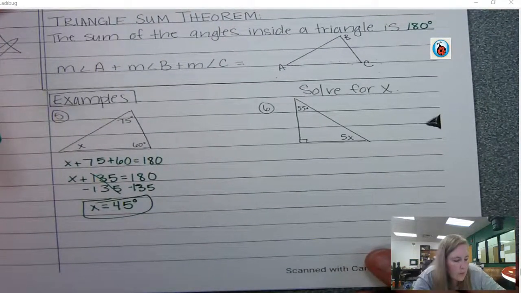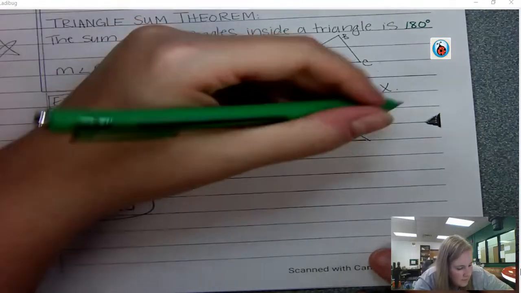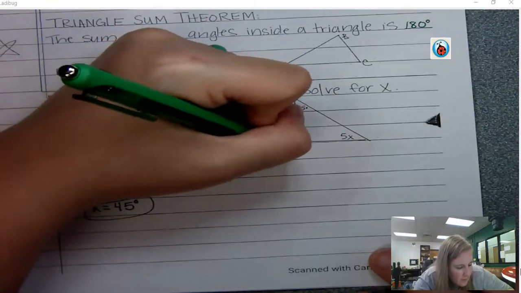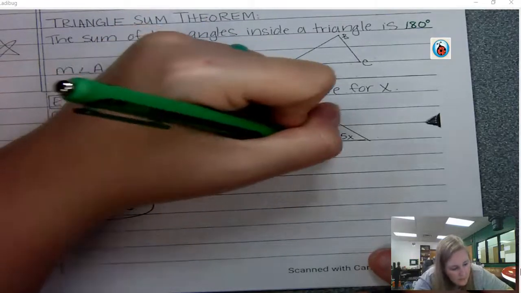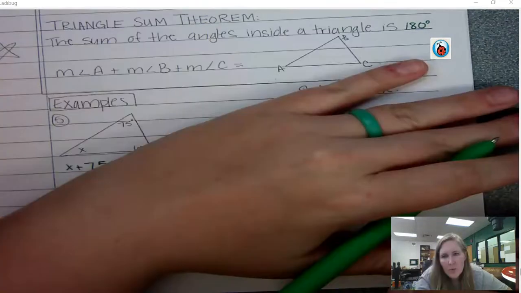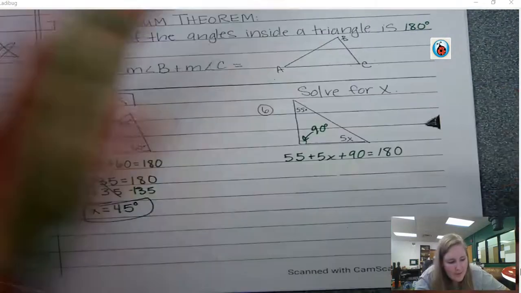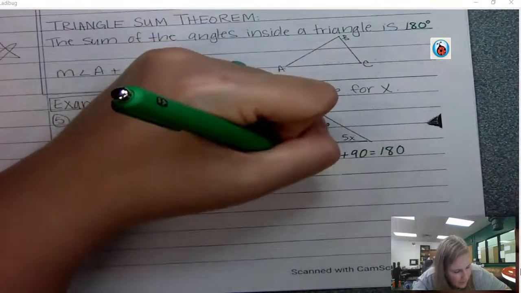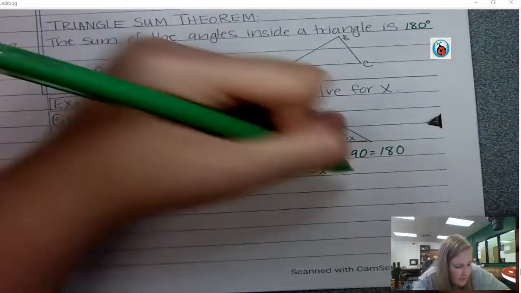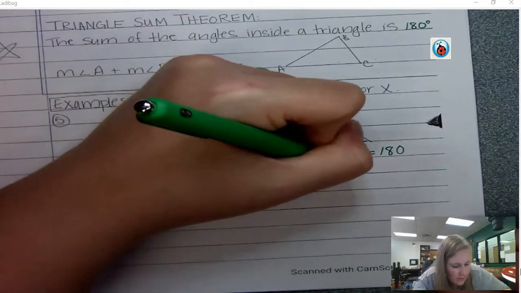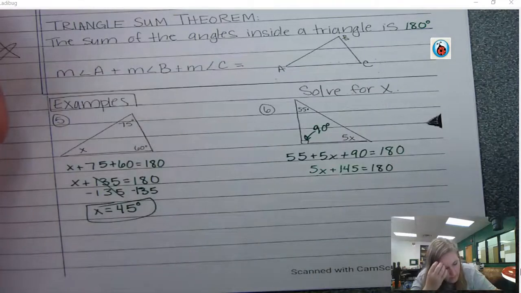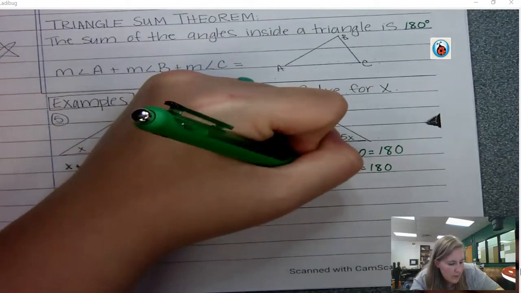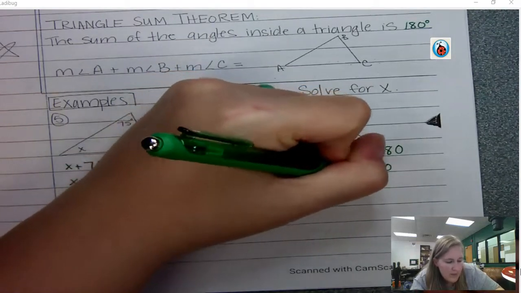Alright, now we are going to solve for x again. I want to give you a chance to do it. So pause your video and set up your equation. When you unpause your video, that is what you should have for your equation. And then when we combine like terms, we get 5x plus 145 equals 180. And then 5x, well, I'm subtracting 145 on both sides.